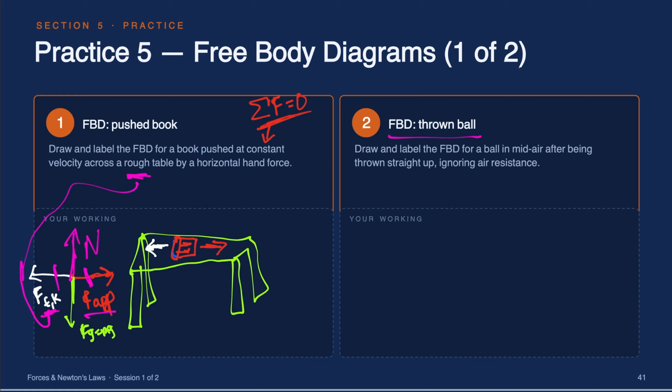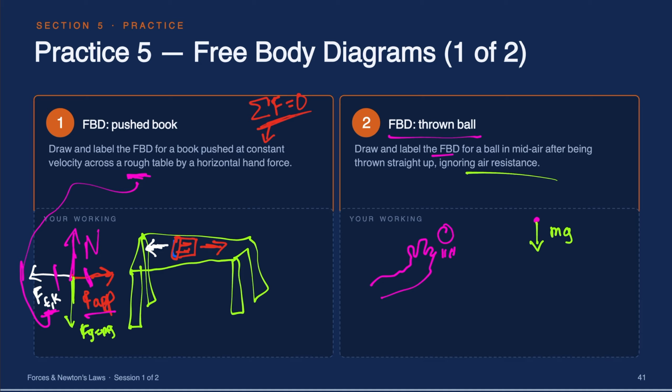Draw and label the free body diagram for a ball in midair after being thrown straight up, ignoring air resistance. Okay, so the guy throws the ball straight up. Okay, it's in midair after being thrown straight up and ignoring air resistance. The only force acting on this is mg, right? Because we're ignoring air resistance.